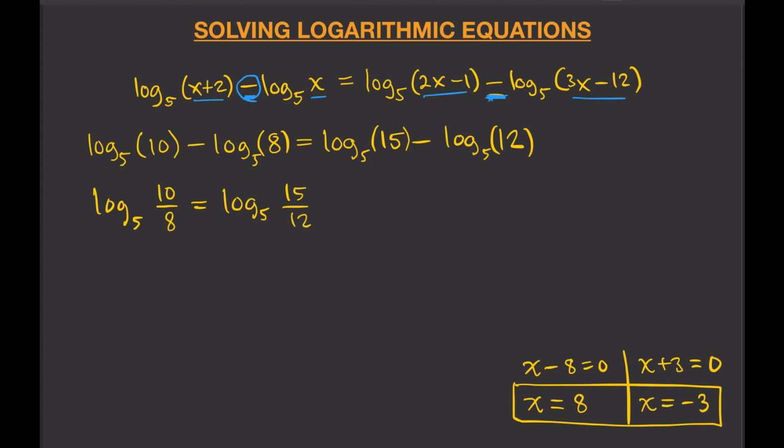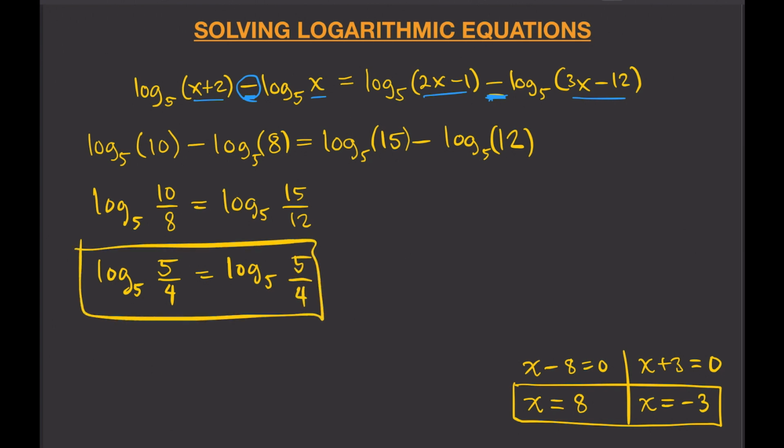We can simplify further. We can write that as log base 5 of 10 divided by 8, which will give us 5 over 4. And then here, log base 5, we can simplify this, which will also give us 5 divided by 4. And so that is a correct statement. Therefore, 8 is indeed a solution.